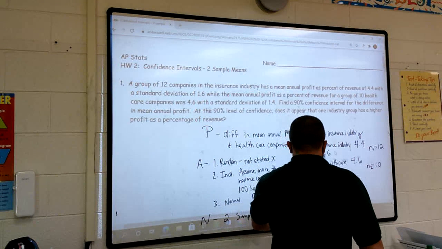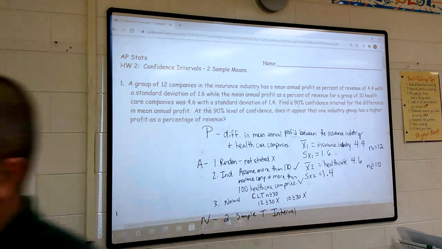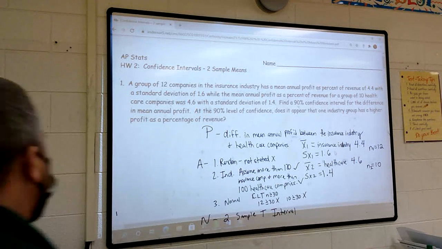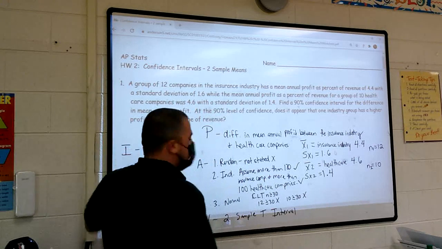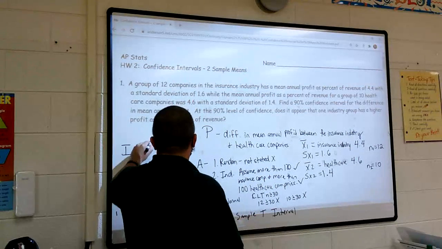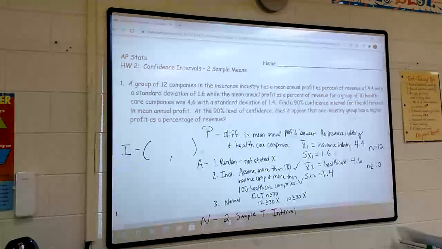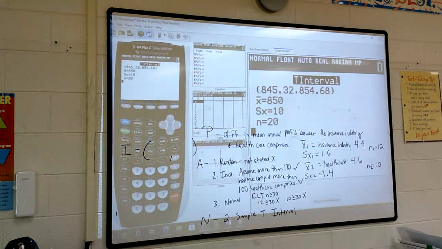It's two samples because obviously we're talking about two different things: the healthcare industry and the insurance industry. And so now we're actually able to go over here to I and get our interval. We're going to go to the calculator for the first time for these, and we will get the interval for this two-sample T.